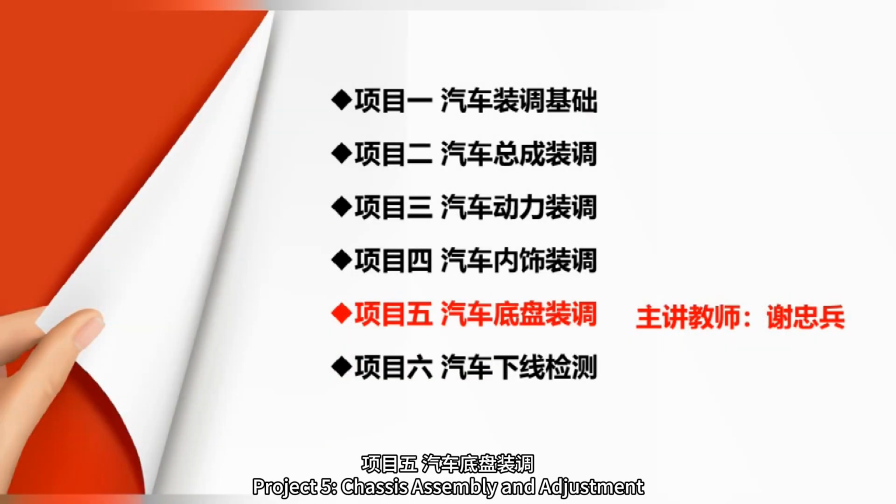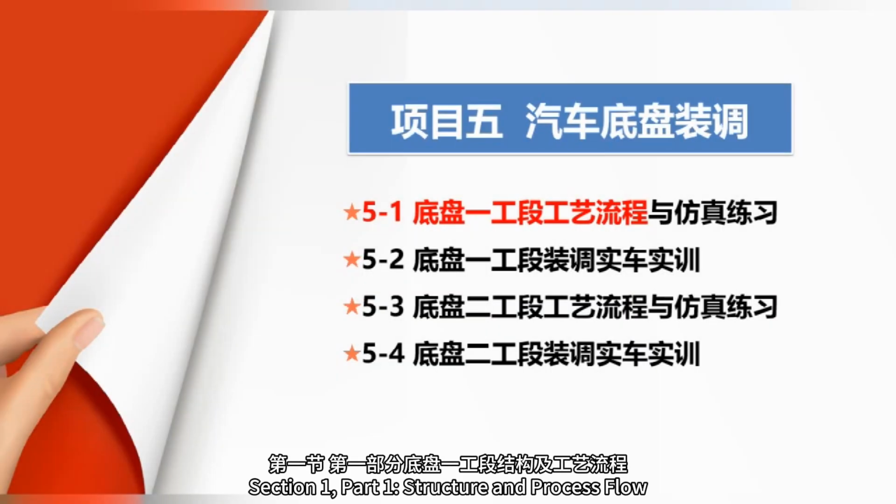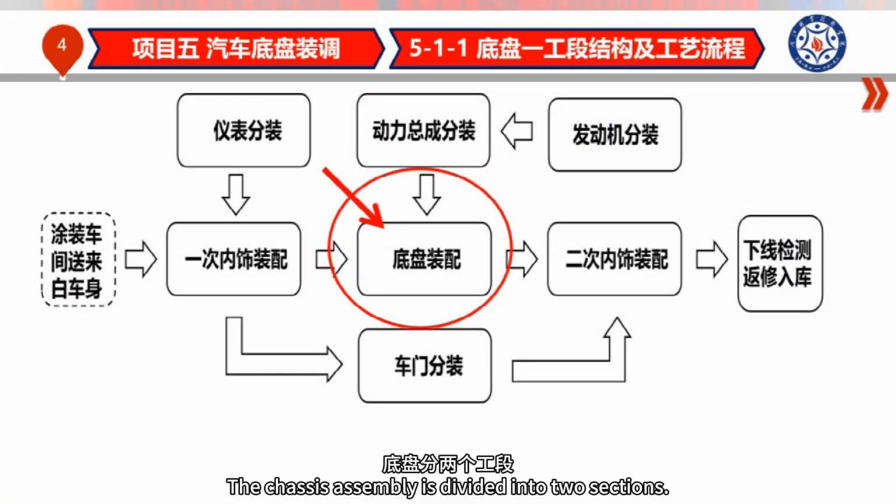Project 5, Chassis Assembly and Adjustment. Section 1, Part 1, Structure and Process Flow of Chassis Assembly. The chassis assembly is divided into two sections.